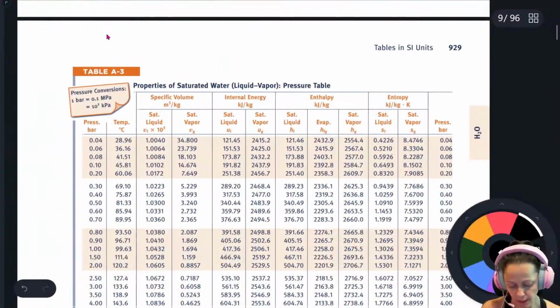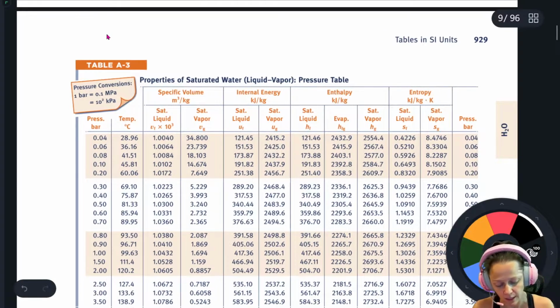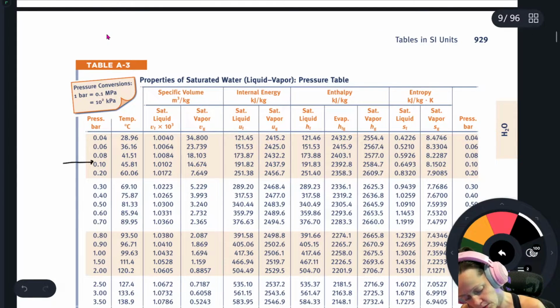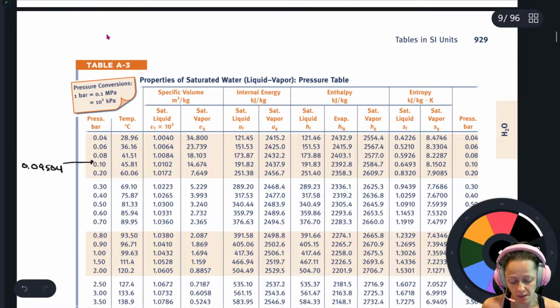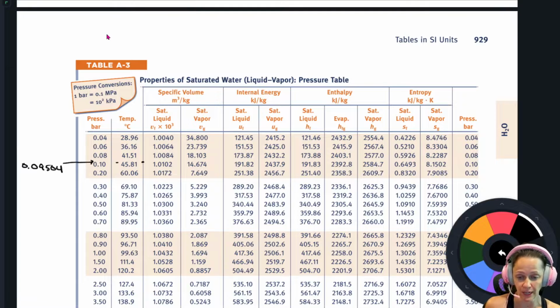So if I go to table A3, the lowest pressure that I've got is 0.04. Actually, it's fine. So we're looking at 0.09504. I end up getting it's in between 41.51 and 45.81. I actually ended up interpolating into A2 because I get a narrower range there. I got 44.8 if I interpolated in table A2. Let's just go ahead and round it off to 45.